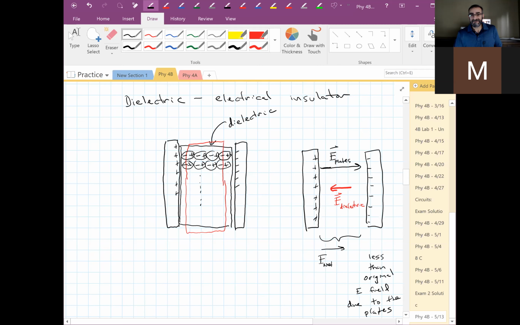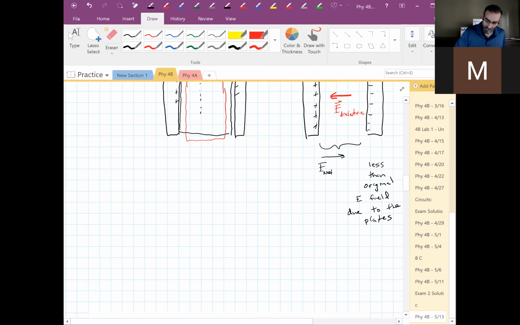What does that mean? It means our little battery can push some more charges across now, right? If we've reduced the electric field between the plates, it means it doesn't take as much work to move some charges. So our battery now says, hey, I can push a few more charges over there, and our capacitor can hold more charge. It's as if we've increased the capacitance of the capacitor. So our formula for capacitance has to take this into account. Now we have to add a term.